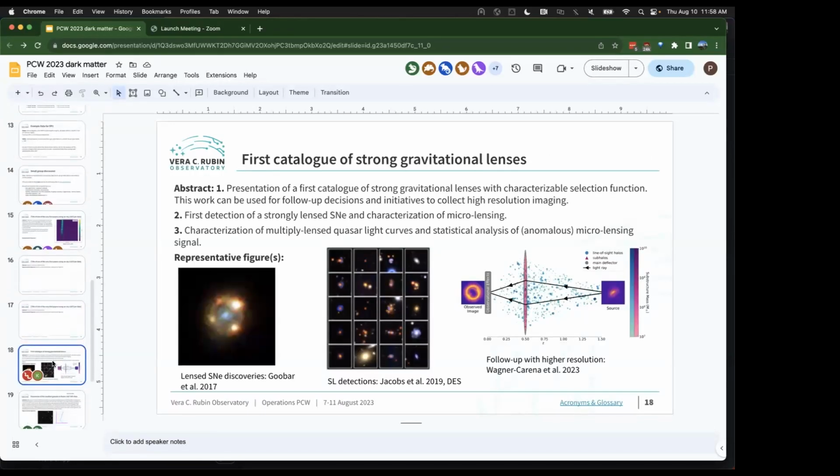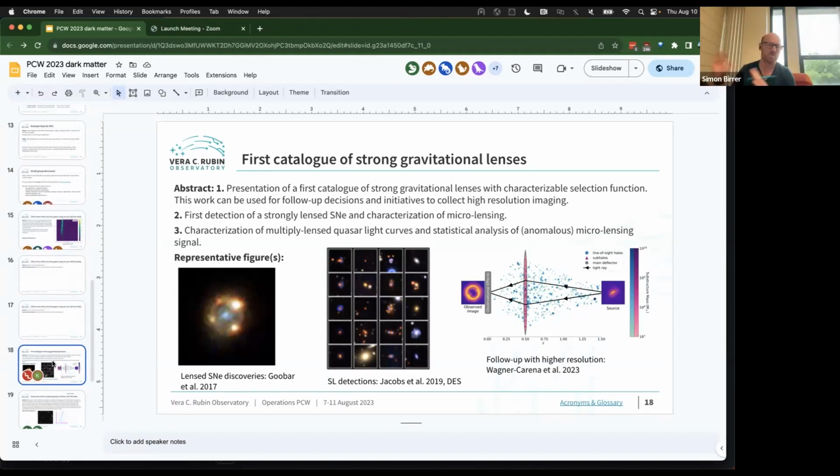Okay, first, catalog of gravitational lenses. Well, I made that slide. I wasn't really in a discussion, so I could focus on the slide.